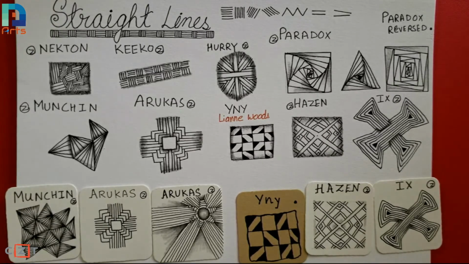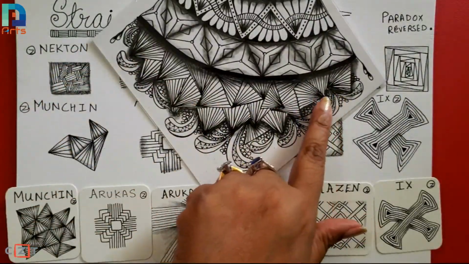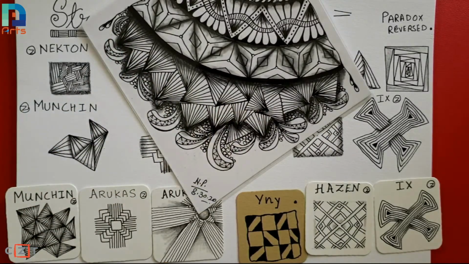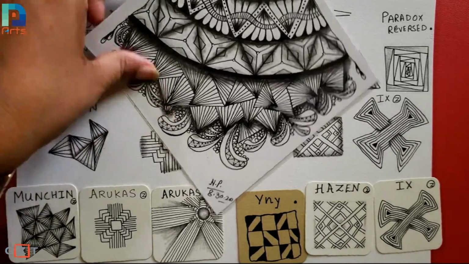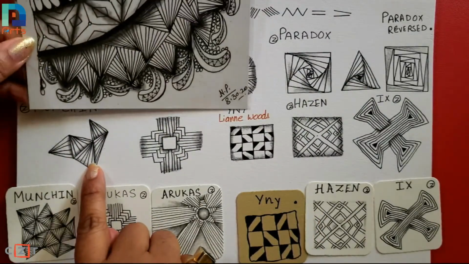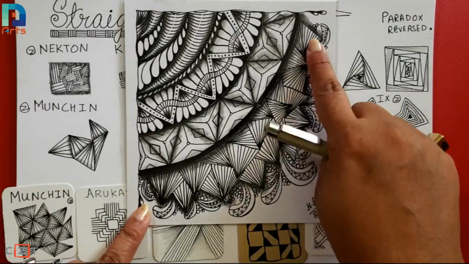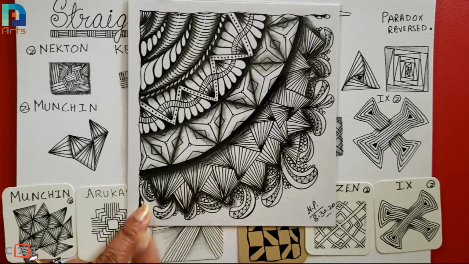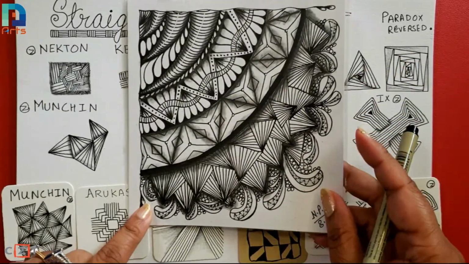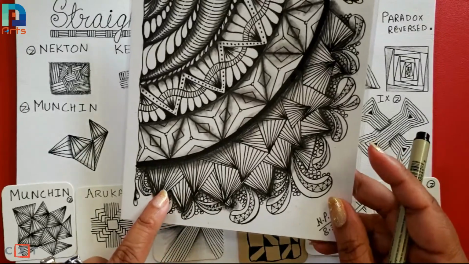I think I have one with the Munchin here. I remember one. Okay, so this is the one. You can see I used Munchin here in the straight tangles. This is the Munchin tangle. Where is the Munchin? Here. This is the Munchin tangle, and I have used it all the way into the corners like this, all with very straight lines and the triangular.